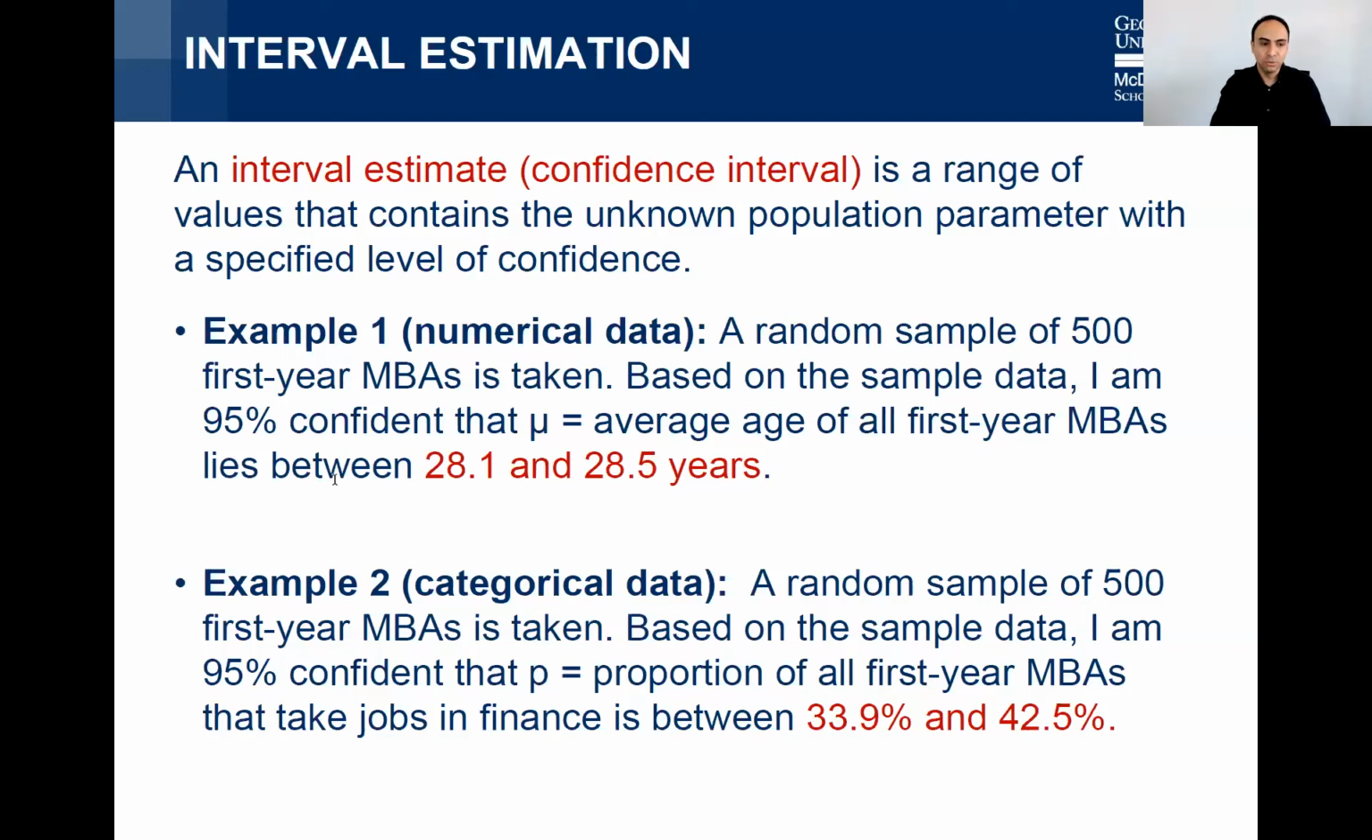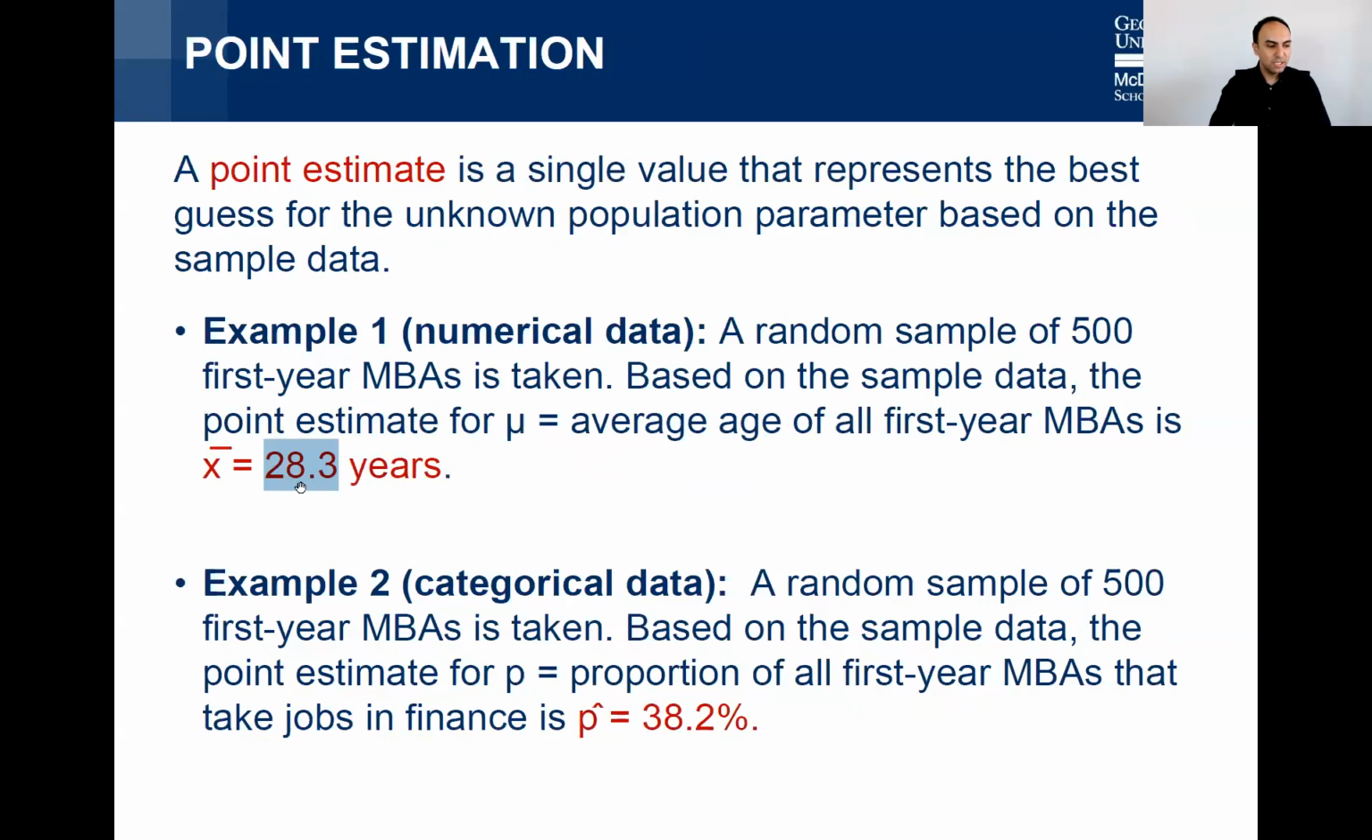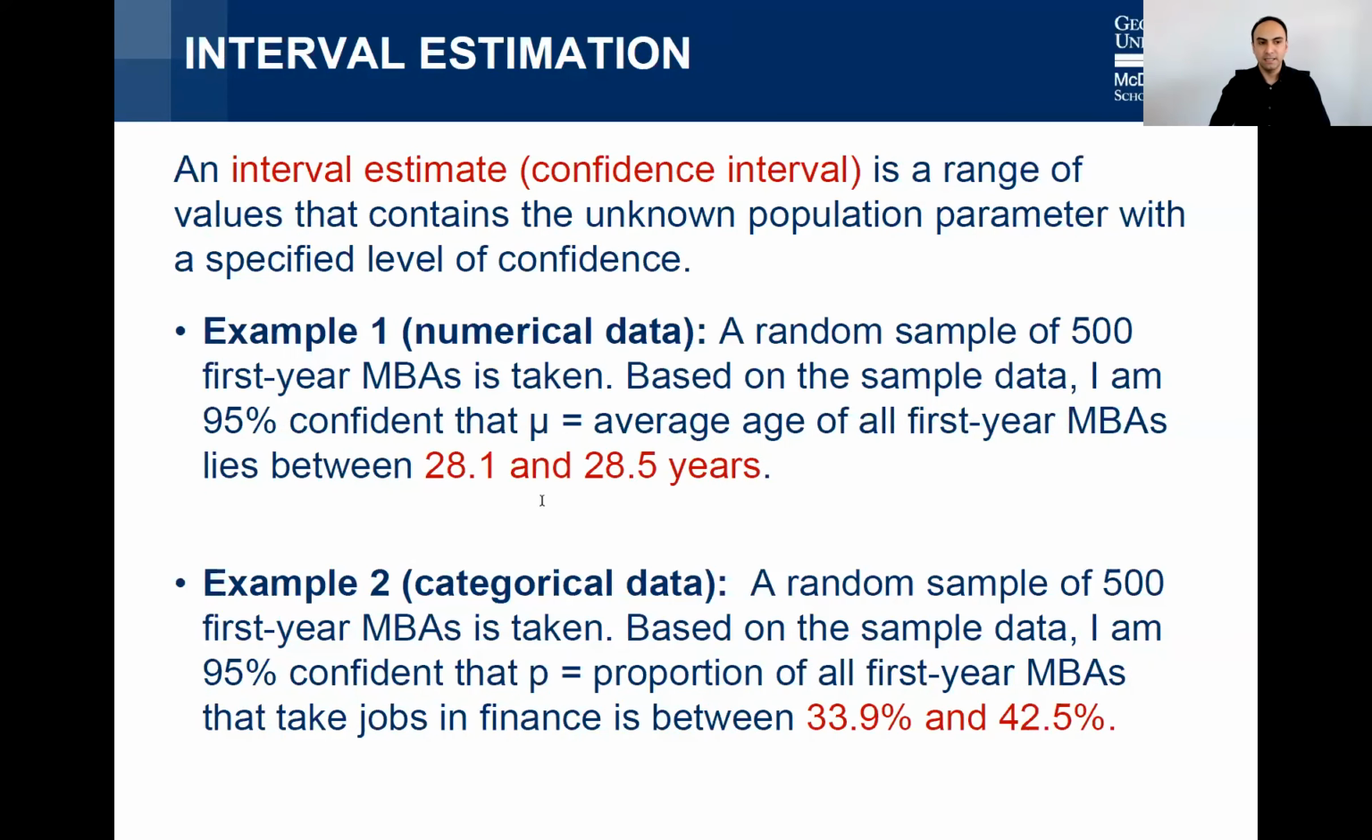Similarly, if you're looking at the proportion, we could say we are 95% confident that the proportion of all first-year MBAs that take jobs in finance is between 33.9 and 42.5%. So what will you be learning today? How do we go from point estimate to interval estimate? Why? Because this is more informative. You can include the confidence level, and that's a better way of representing data. A point estimate could be very biased, could be very misleading.